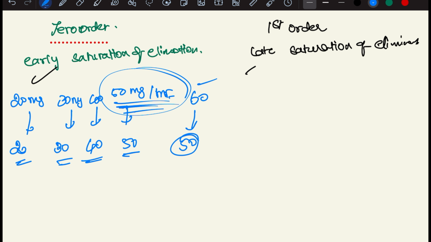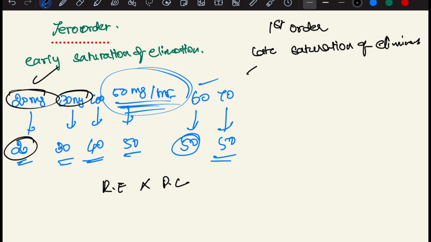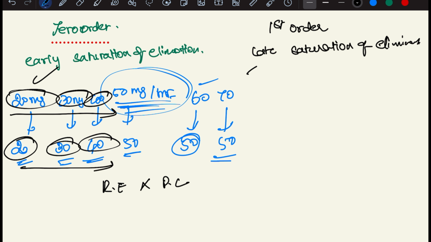Okay. So it doesn't come into the calculation. It doesn't take it into account. Okay. 70 is given, 50 only. Now check the rule: rate of elimination is directly proportional to the plasma concentration. See, plasma concentration is 20, rate of elimination is 20; plasma concentration is 30, rate of elimination is 30; plasma concentration is 40, rate of elimination is 40. As the plasma concentration increases, the rate of elimination also increases up to the saturation level.